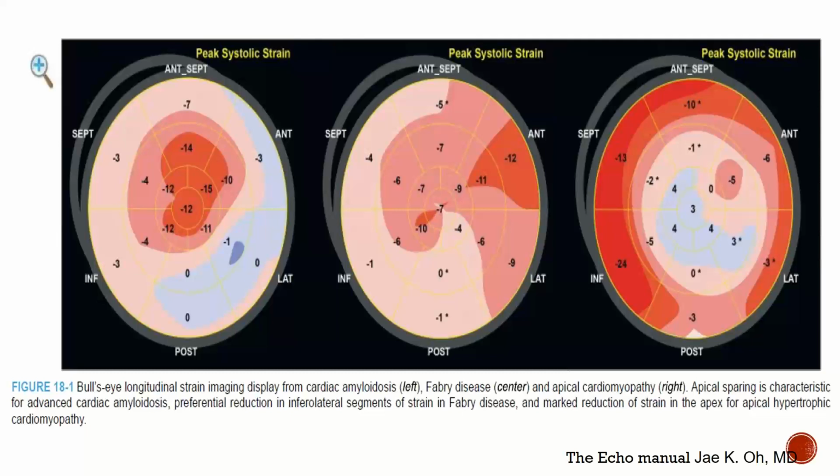Then we also have the apical HOCM, where you have sparing of the basal segment, so it's a reverse form of apical sparing.